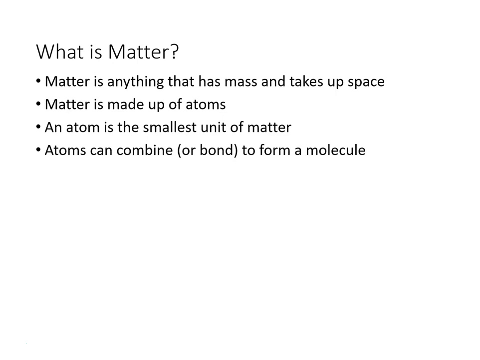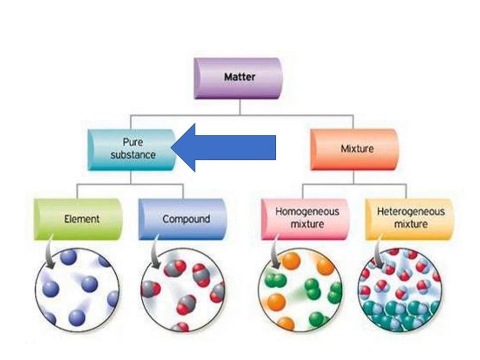The first thing that we're going to talk about is matter. Matter is anything that has mass and takes up space. Matter is made up of atoms. An atom is the smallest unit of matter. Atoms can combine or bond to form a molecule. Matter can be broken down into either a pure substance or a mixture.